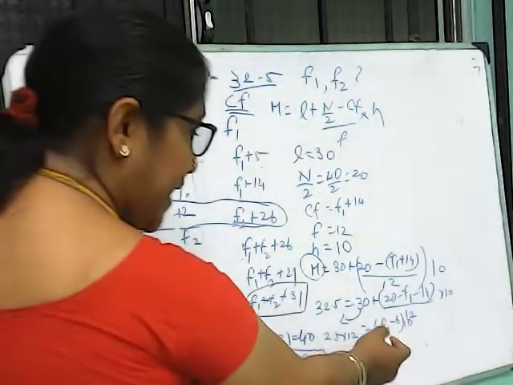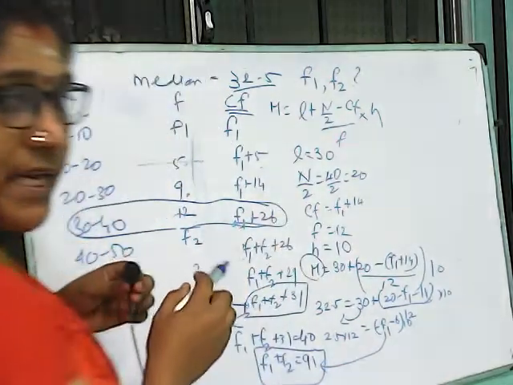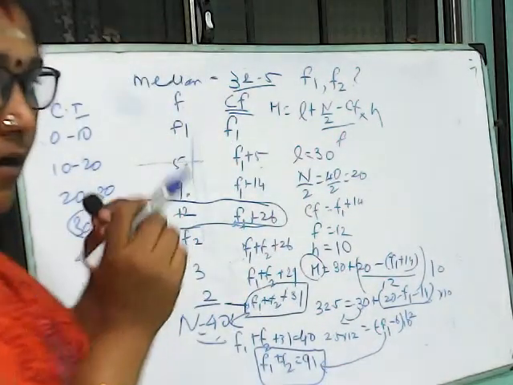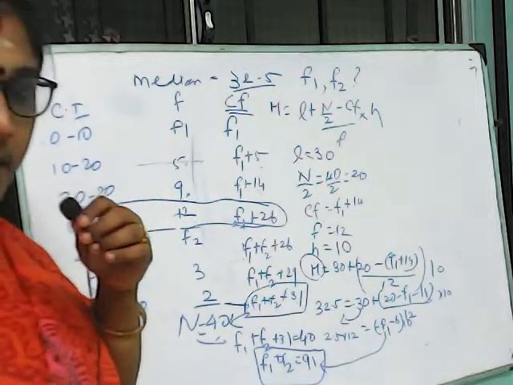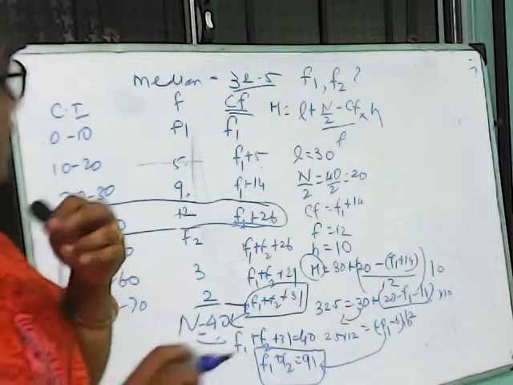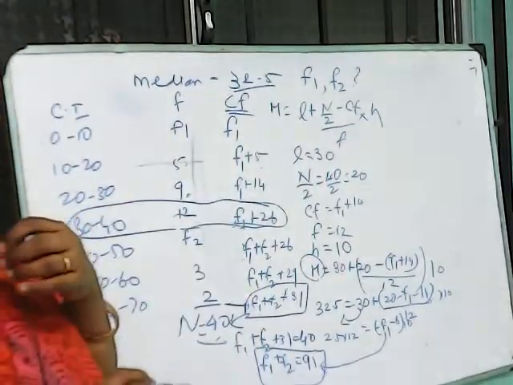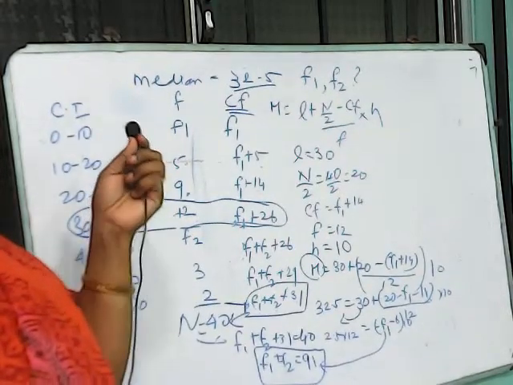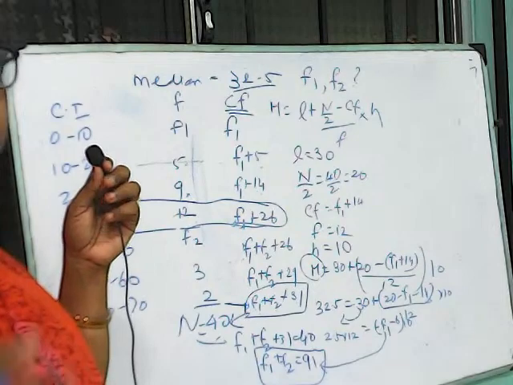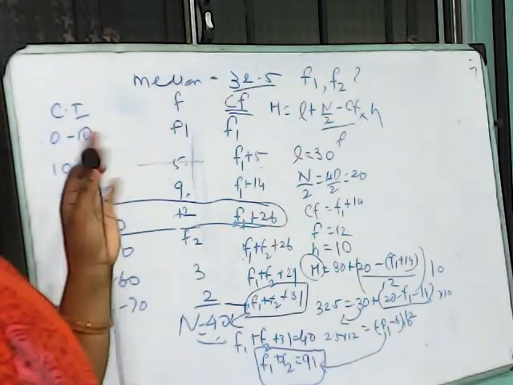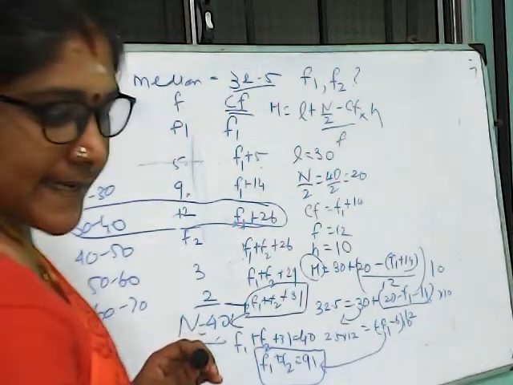Now from here you will know your F1 value. Just substitute here, you will get your F2 value. Got it? Understood? Is there any doubts? So this is how you need to find out the missing frequency for the given set of class intervals. Whatever they have given, it is enough if we find out this. You understood?